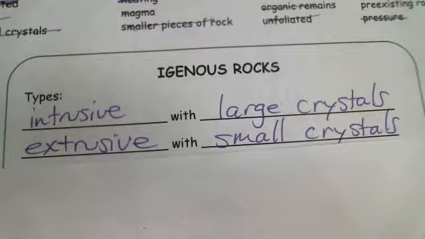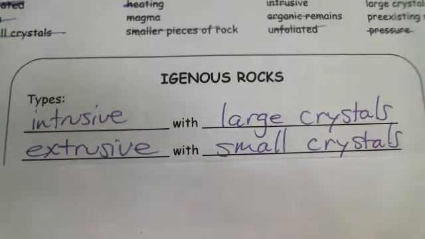The other kind of igneous rock is extrusive. And an extrusive rock is made when the lava has exited the ground, and it cools very quickly when it comes in contact with the air or with water if it happens to be under the ocean. Since it cools very quickly, only small crystals can form before it solidifies into a rock.